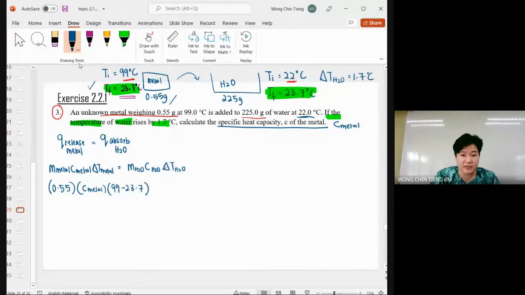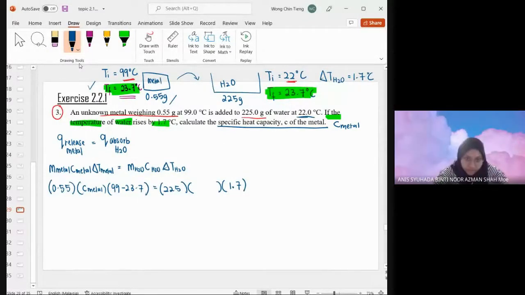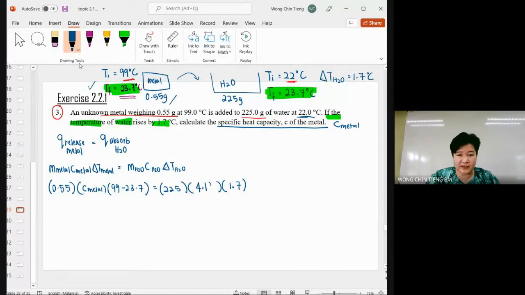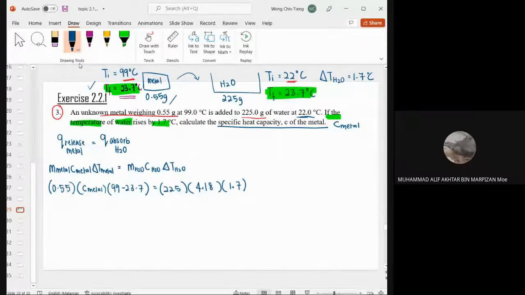Equals the mass of water, 225, times small c of water. What is it? The question doesn't give it, so we use 4.18. Thank you, Anis. So we can get small c. Easy question, right?